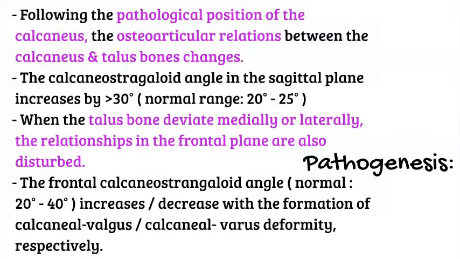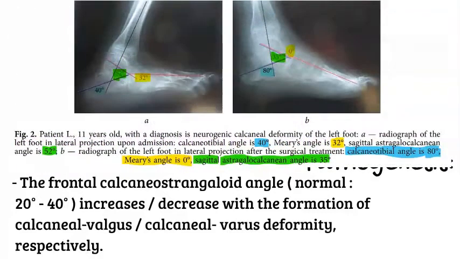This picture illustrates a lateral calcaneal view X-ray. On the left foot, the calcaneotibial angle is 40 degrees, the Meary angle is 32 degrees, the sagittal astragalocalcaneal angle is 52 degrees. For B, it illustrates the X-ray post-surgical correction, whereby the calcaneotibial angle is 80 degrees, the Meary angle is 0 degrees, the sagittal astragalocalcaneal angle is 35 degrees.